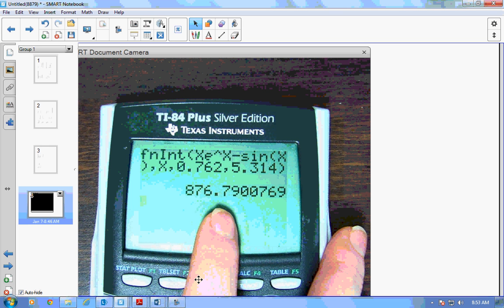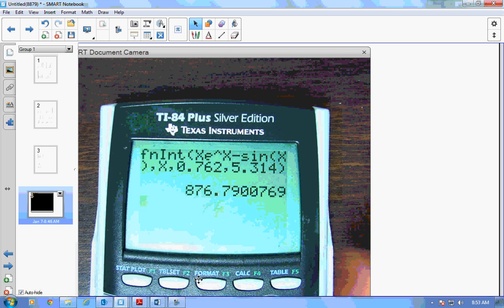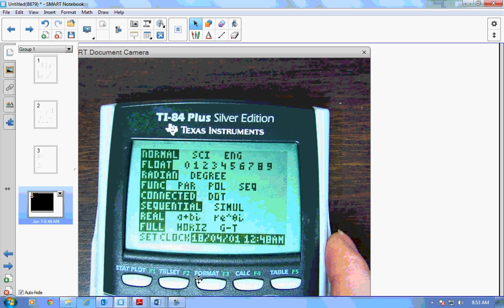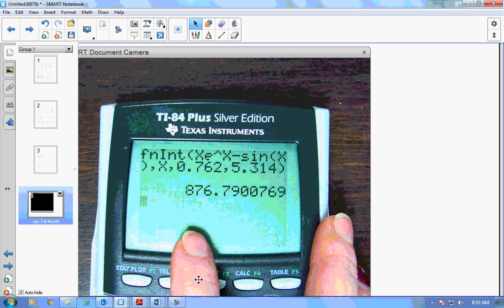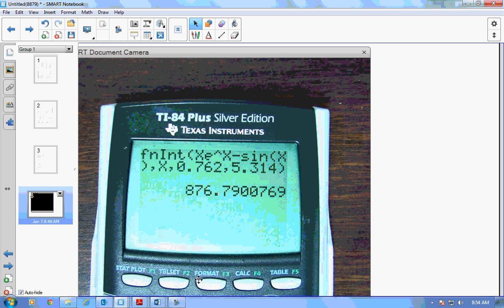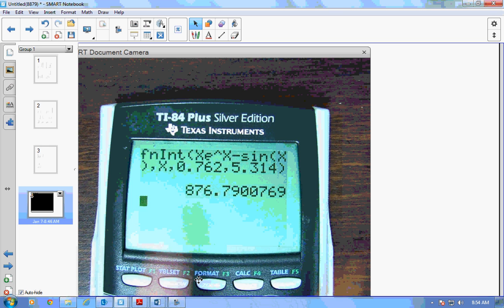You didn't get the same answer? Careful how you typed it in. Is that close? I'm getting 0.706. Look at your mode. I'm in radians. Are you in radians? No. So since we have sine, change it to radians. Now do you get it? Yeah, I got it. Okay, so since there's a sine function, make sure you're in radians.